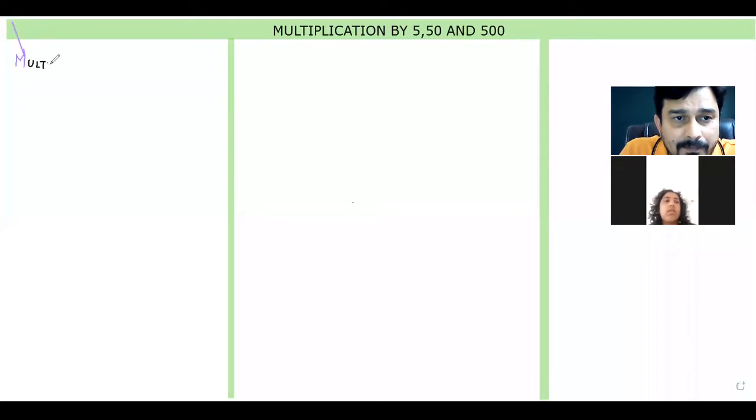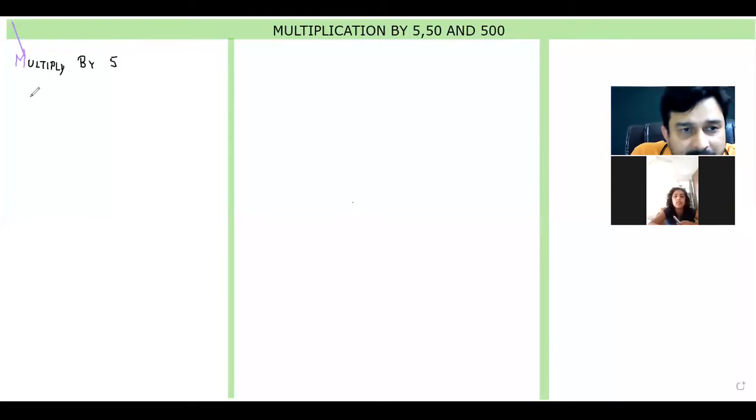Multiply by 5. To multiply any number by 5, always consider 5 as 10 upon 2. This will make your multiplication very fast. 10 by 2. Let us check for an even number. For an even number, it is even easier. Divide by 2.